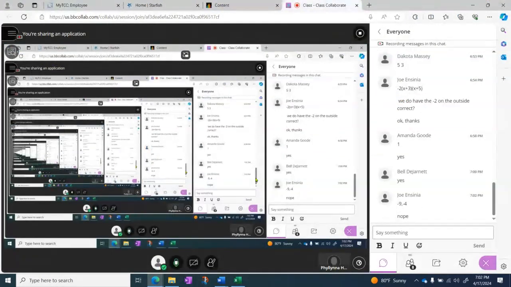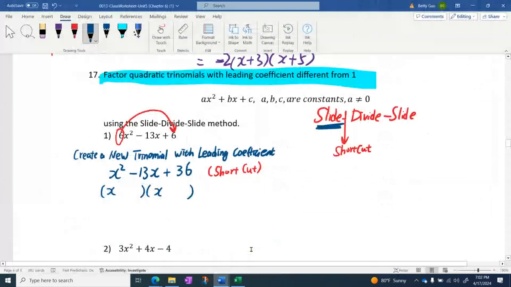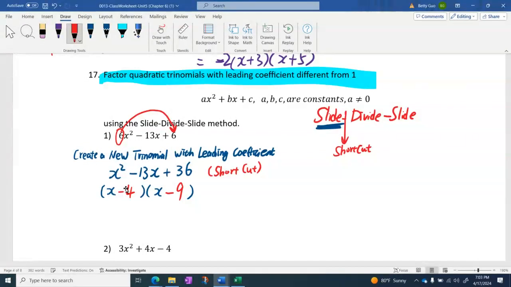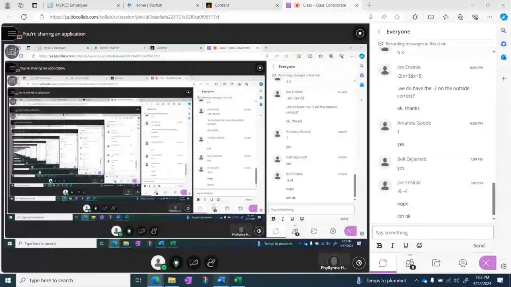Which 2 integers multiply to 36, add up to negative 13? Awesome. Very good. You are right, Joe. So we have x minus 4, x minus 9. Okay? So that's slide. And then we did a shortcut. We factored the new trinomial. So now we're going to divide, all right?